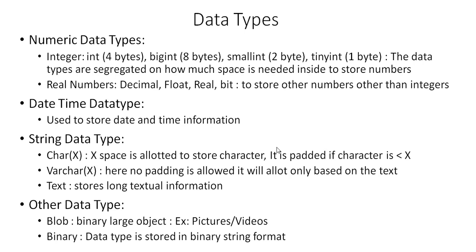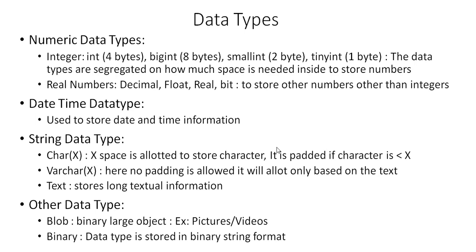For integers, it is based on the number of bits or bytes getting allocated. But in terms of real numbers or floating point numbers, it is based on the precision. After the decimal point, how much precision we want to have, like 7 digits, 15 digits. So these are differentiated by these floating point numeric data types.